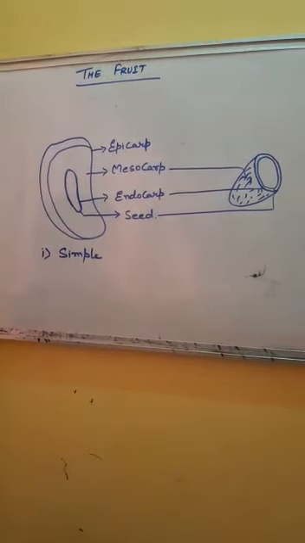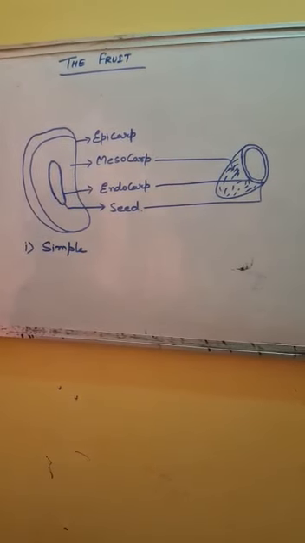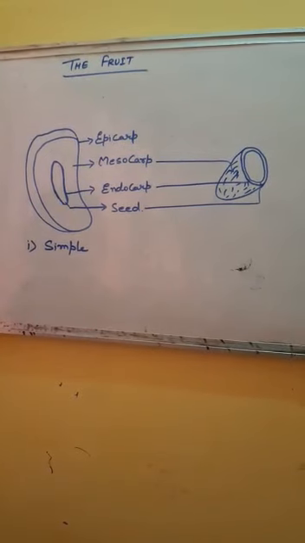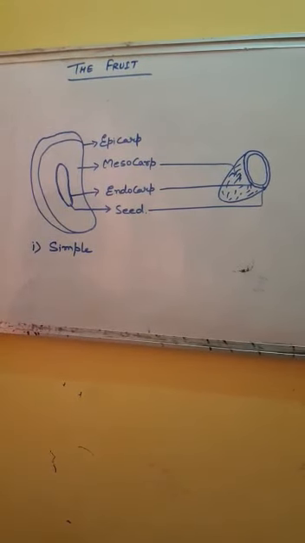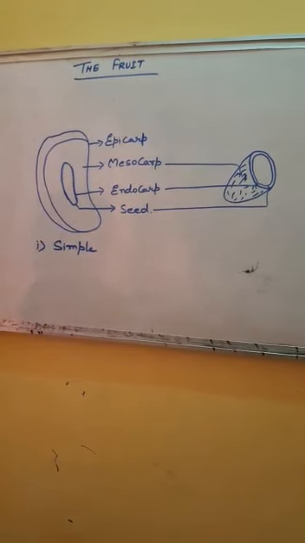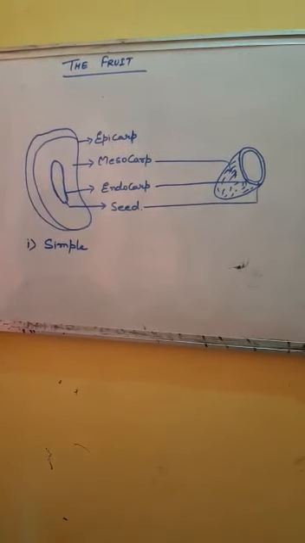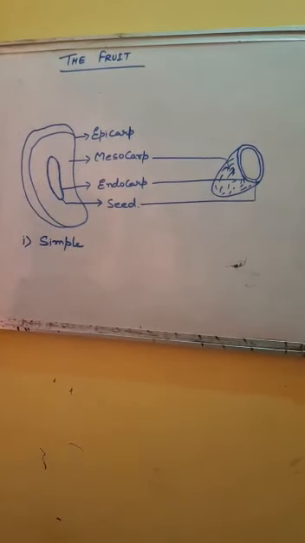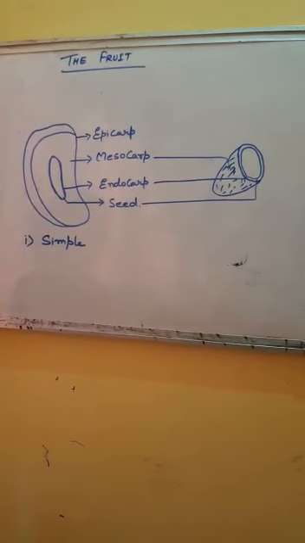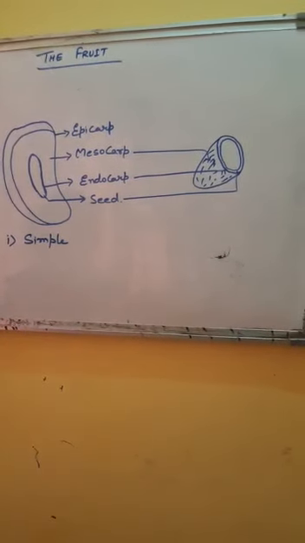Simple fruits are the fruits which develop from a single flower having a single gynoecium, or if more than one gynoecium are present, all those are fused together, means syncarpous. So it is developed from a single flower or syncarpous condition. Examples are mango and coconut.